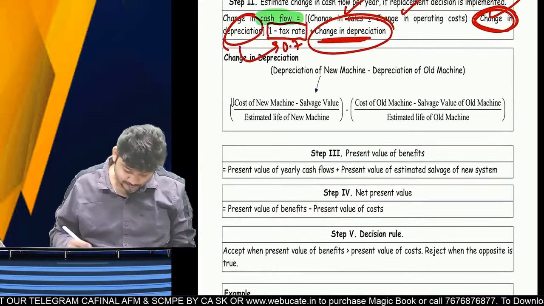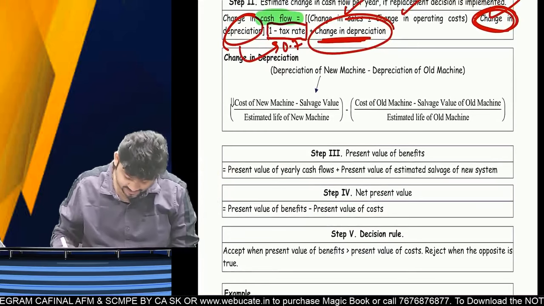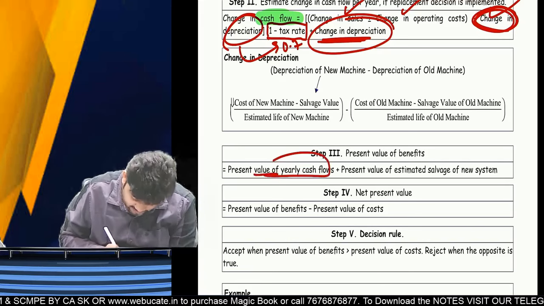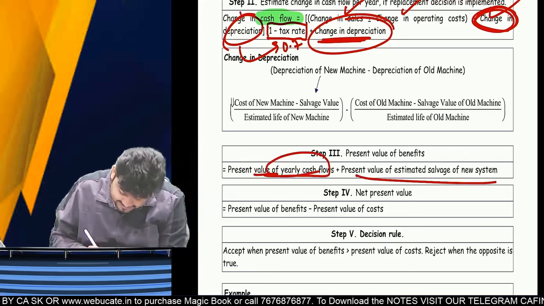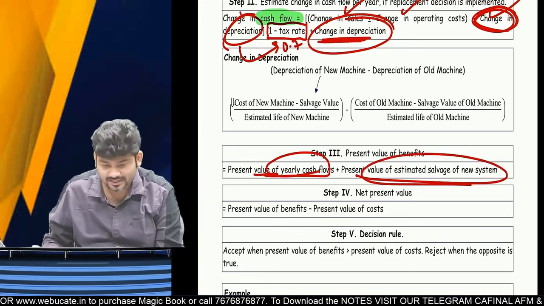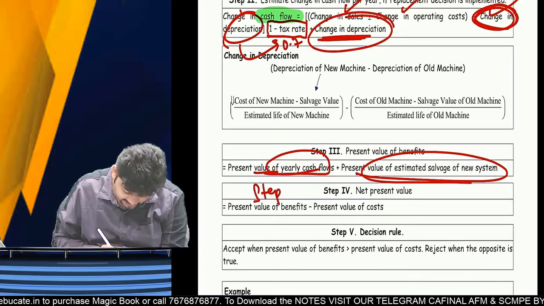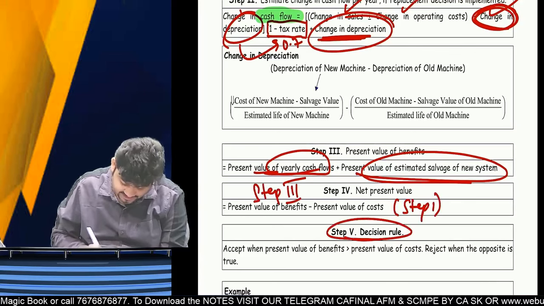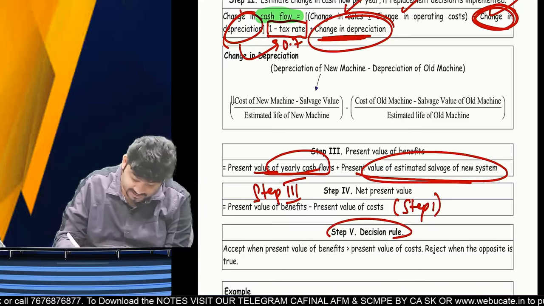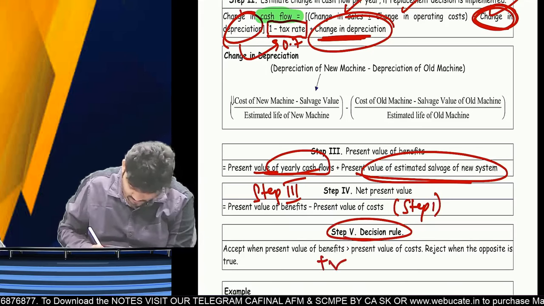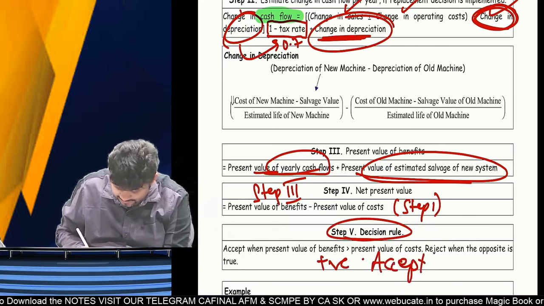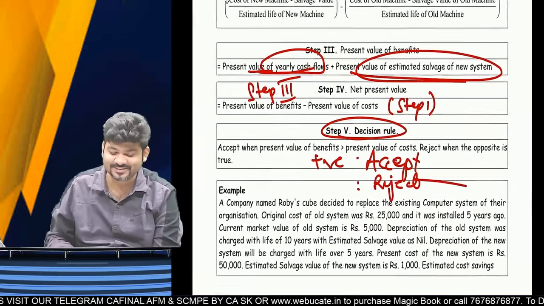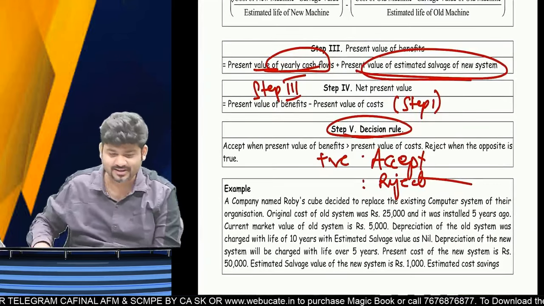So step 1, step 2 gives us the inflow and outflow. Step 1 basically tells us what is the cash outflow. Step 2 tells us what is the cash inflow. Then present value of yearly cash inflows as per step 2, plus estimated value of salvage of new system. That is the inflow. So we will get the present value of benefit as per step 3 minus present value of cost as per step 1. Finally, decision rule. If the present value is positive, accept, else, reject. Done.